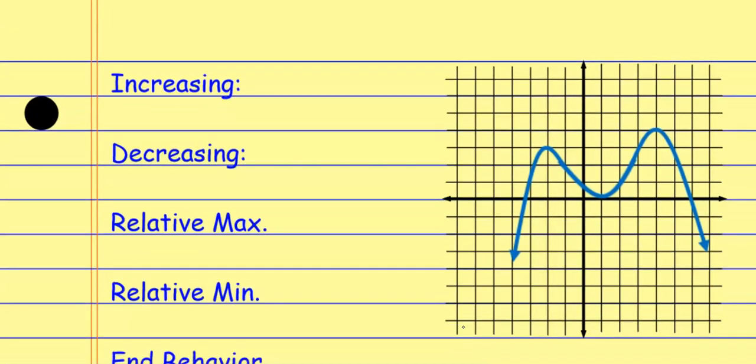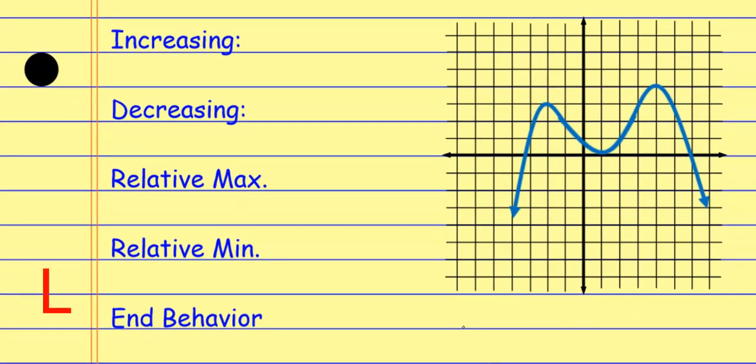If I look at this next one, same kind of thing. If I just follow along this function, I can see that it's going up, left to right, and then it's going down, and then it's going up again, and then it's going down again, okay? So as I trace this function and look at it in terms of increasing, decreasing, I can see that it's increasing here.